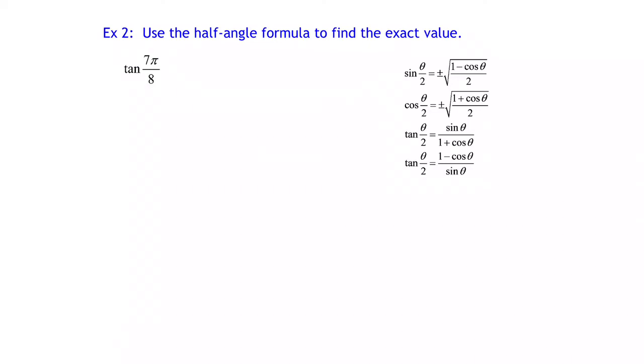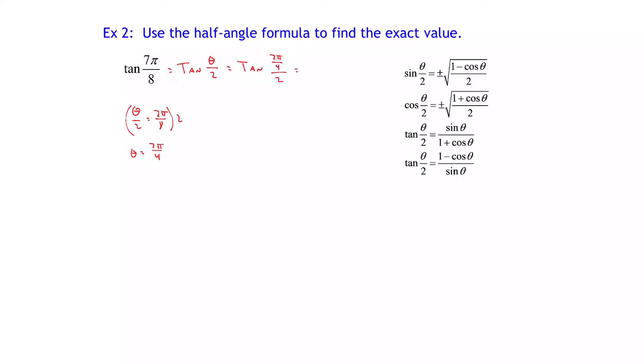Alright, let's take a look at another one. We'll do tangent of 7 pi over 8. Once again, we want to write this as tangent of some angle divided by 2, knowing that we want that angle to equal 7 pi over 8. So we'll multiply once again both sides by 2, and so theta will equal 7 pi over 4, which should be an angle that we are familiar with. So we'll rewrite this as tangent of 7 pi over 4 divided by 2.